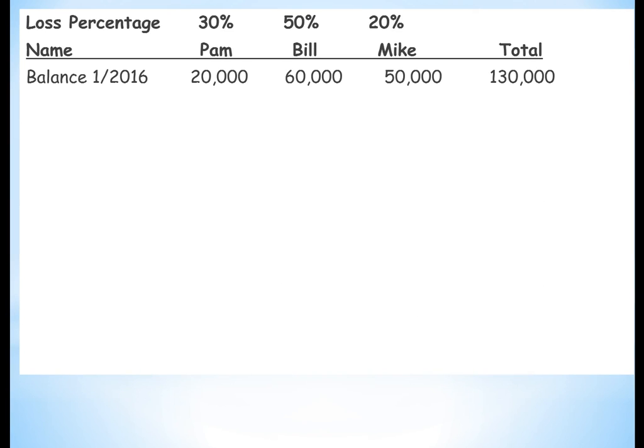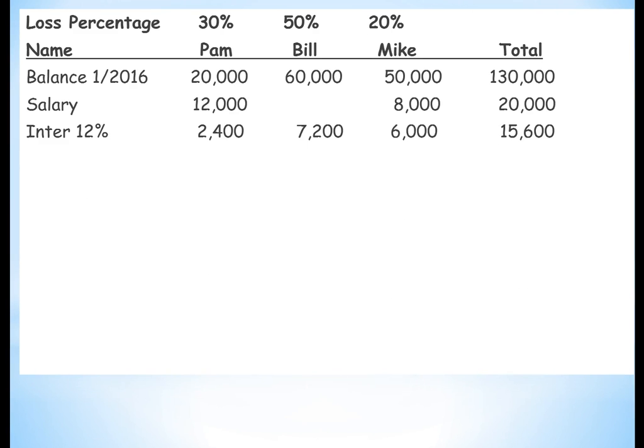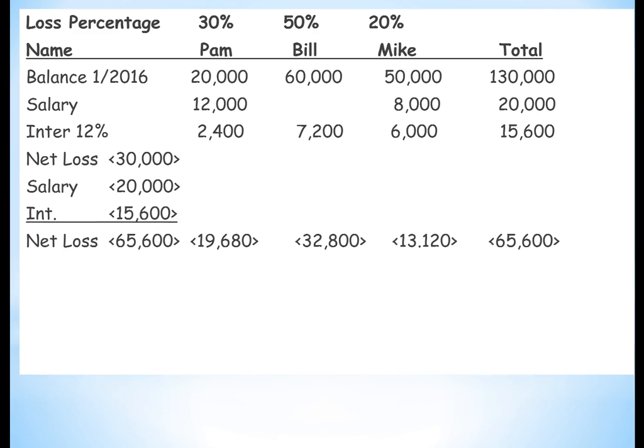All right, here's what we're going to do. We're going to first start with our balances at the beginning of the year. We're going to adjust for the salary and the interest on the beginning balance of 12%. And then we're going to take the loss minus the salary and the interest.